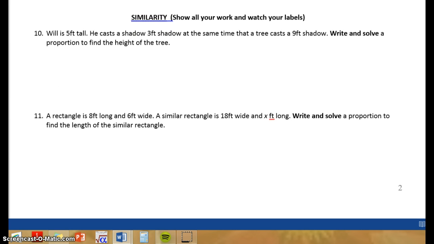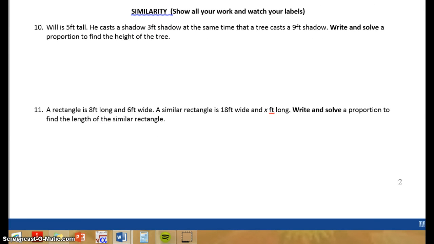Let's see, similarity is our next section. Let's say Will is 5 feet tall. He casts a shadow of 3 feet at the same time that a tree casts a 9-foot shadow. Write and solve a proportion to find the height of the tree. So I'm going to first draw a picture. I want us to draw pictures on these. This is Will, 5 feet, and it's a 3-foot shadow. Now we have a tree, and we don't know the height of the tree, that's what we're trying to figure out, but we do know that it casts a 9-foot shadow there. I'm going to draw a quick little tree. Ta-da. Now we're trying to find this here.